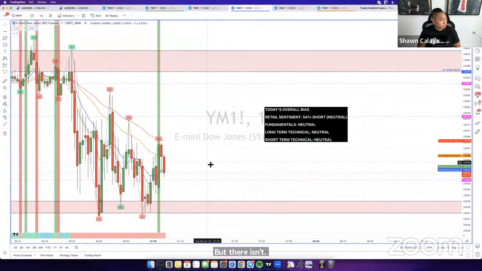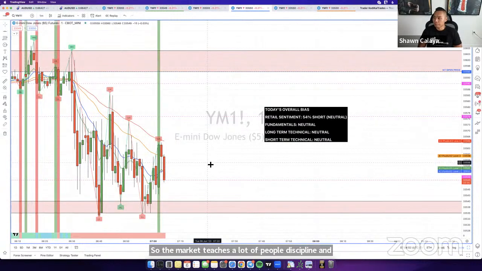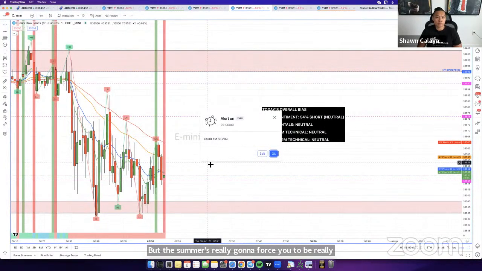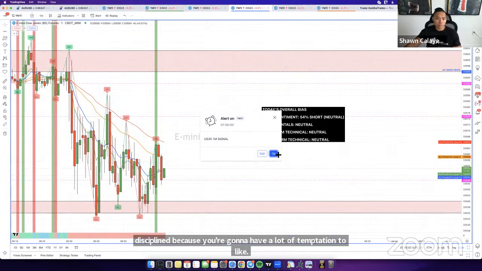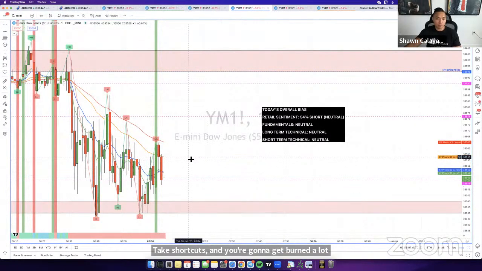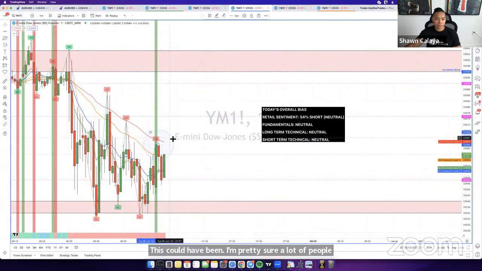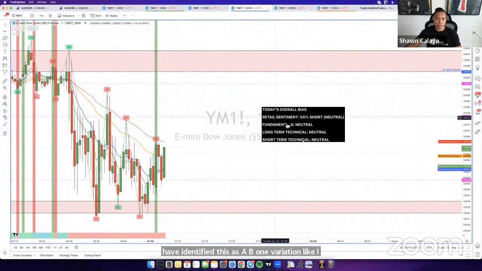So the summer market teaches a lot of people discipline and consistency. I mean, that's already what I push forward. But the summer is really going to force you to be really disciplined because you're going to have a lot of temptations to take shortcuts, and you're going to get burnt a lot of those times. So just make sure that you guys are waiting for proper setups to come up. Like for this right here, I'm pretty sure a lot of people would have identified this as a V1 variation, like I mentioned, but it's not really a V1 variation because there's no bias.